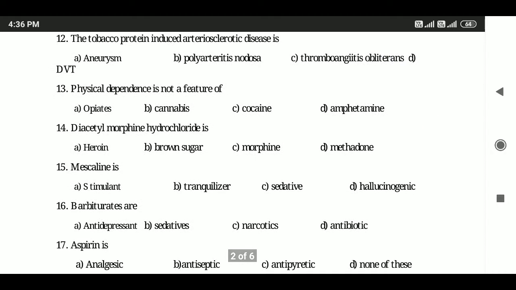Coming to the next one, 13th: physical dependence is not a feature of opiate, cannabinoids, cocaine, amphetamine. Opiate, cannabis, and cocaine exhibit certain physical dependence, whereas amphetamines are not supposed to show any kind of physical dependence. So the right answer is C here.